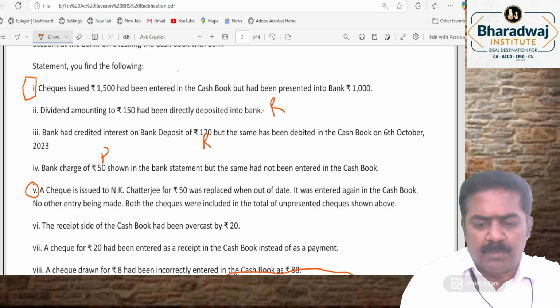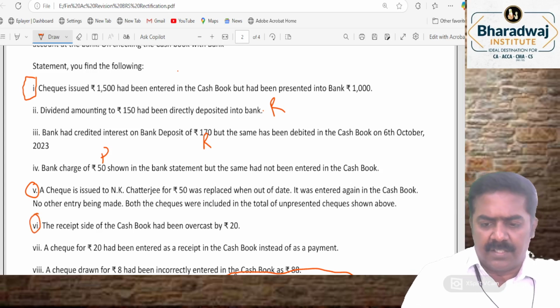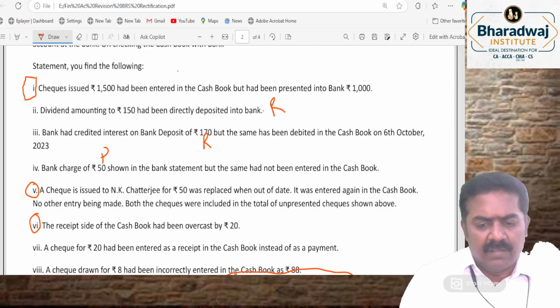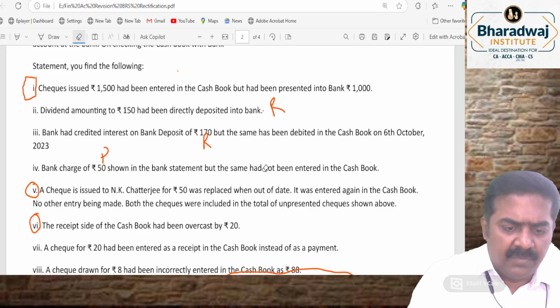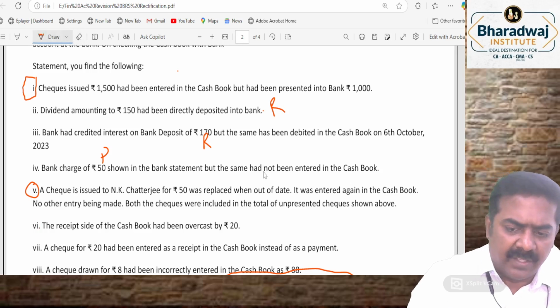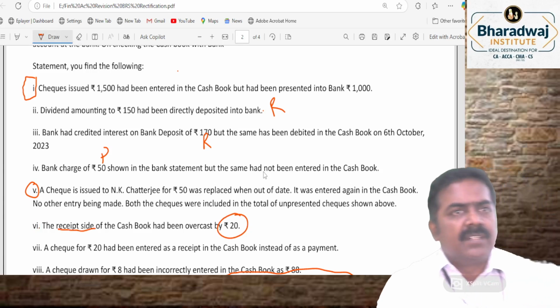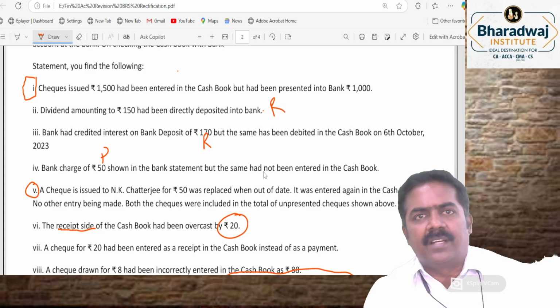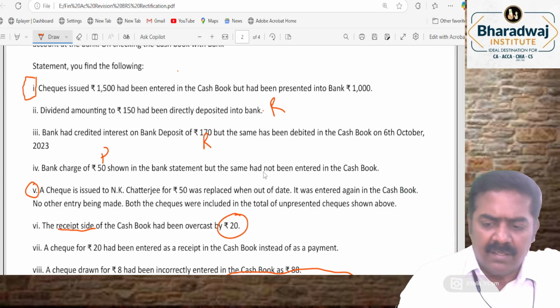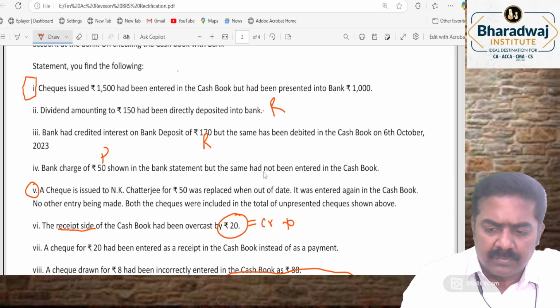Receipt side of a cash book overcast. It is an error. It's an error we have to adjust. Clear? Error we have to rectify. Okay. Which side has been overcast? Receipt side is overcast. Now we have to credit and remove. Receipt side is debit side. We have to credit to remove.